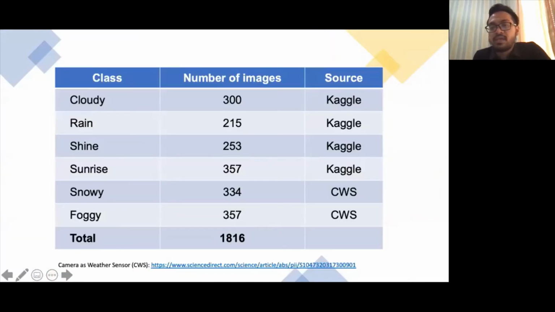This is the distribution of the number of datasets of each type of weather image. We use datasets that Kaggle and CWS publicly provide. The distribution of data from each type of weather is balanced. So we use the dataset from Kaggle and also from the Camera as Weather Sensor, or CWS. This is the source of these datasets.